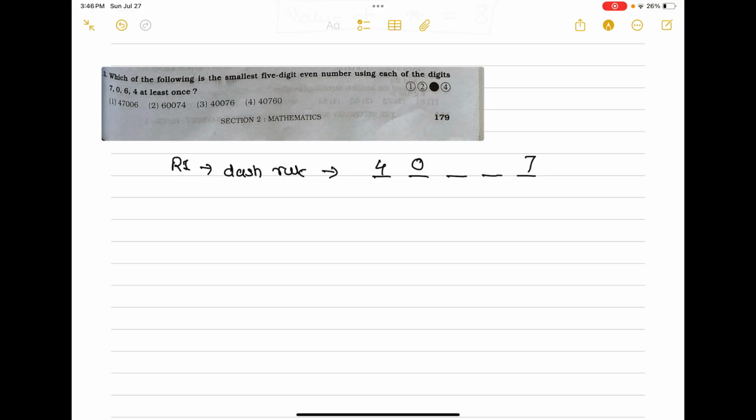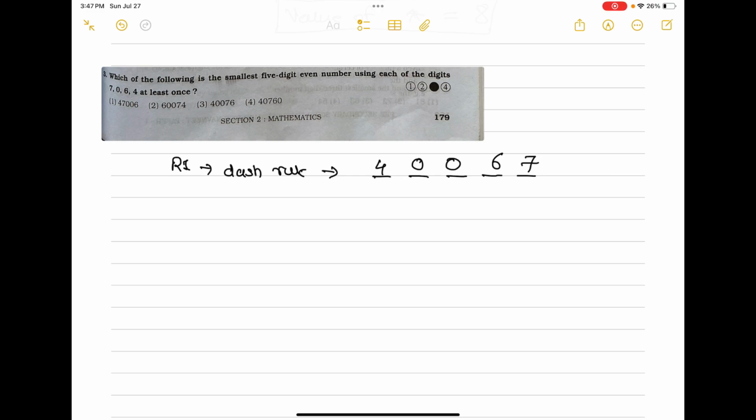This is 7. Second biggest is 6. If any place is pending, write the smallest number. So 0 is the smallest number, so I have written 0. So 40067 is the number which can be formed from these 4 given digits, which is the 5 digit smallest number. Okay, but this option is not there.